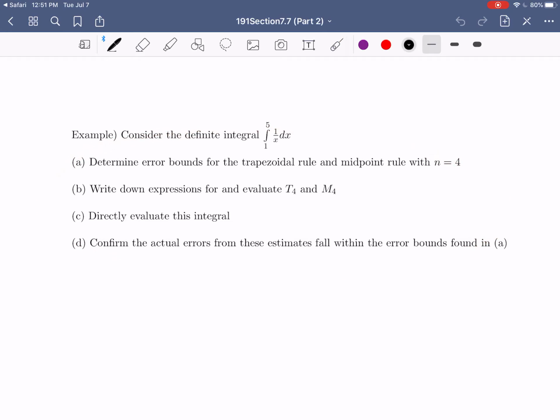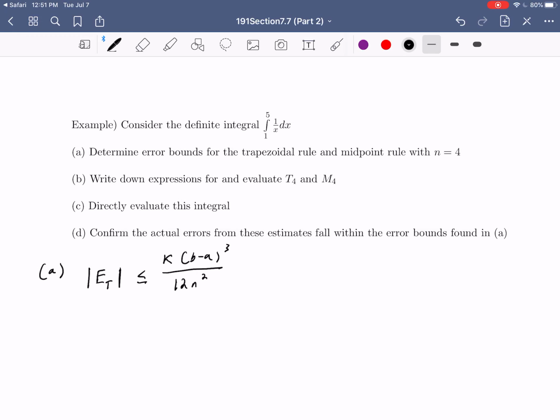So for part A, we want to determine the error bounds for the trapezoidal rule and the midpoint rule with n equals 4. So let's start with the trapezoidal rule. We know that the absolute value of the error in the trapezoidal rule is supposed to be less than or equal to K(b minus a)^3 over 12n^2. Before we can plug into this formula, there's a couple things we need to know. We need to know a, b, n, and K. Those are the four things that we need to know to be able to plug in there.